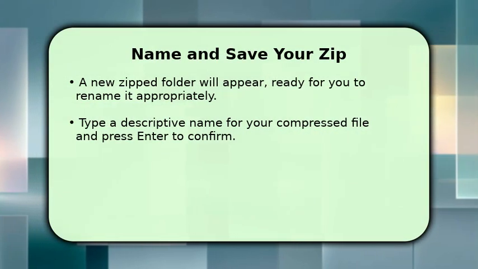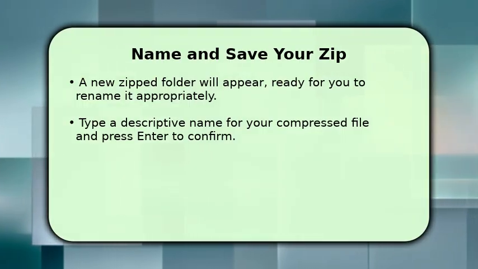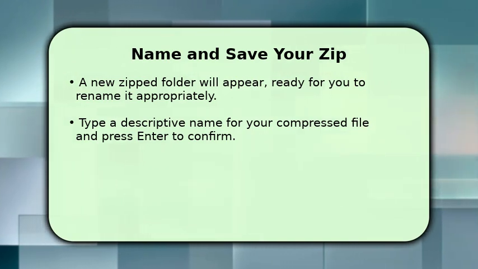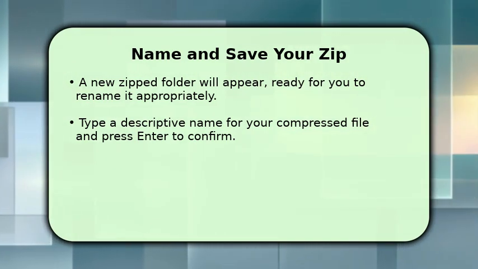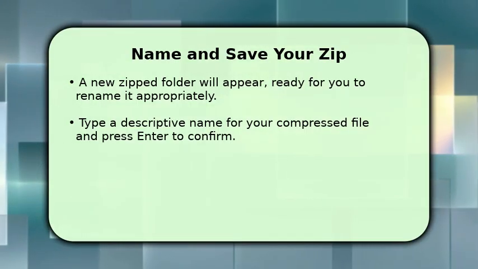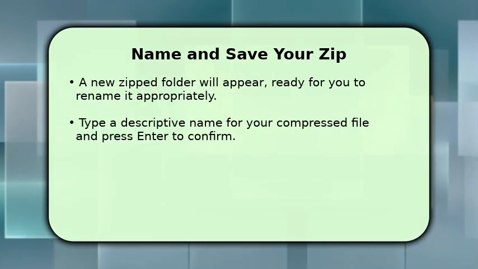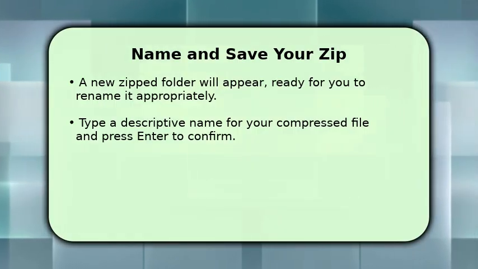After selecting Compressed Zipped Folder, a new zipped folder icon will appear right next to your original files. It will have a default name, usually based on one of the files you selected. This is your chance to give it a clear, descriptive name. Simply type your desired name like Monthly Reports Archive, and then press the Enter key. Your new, smaller, and organized zip file is now ready.